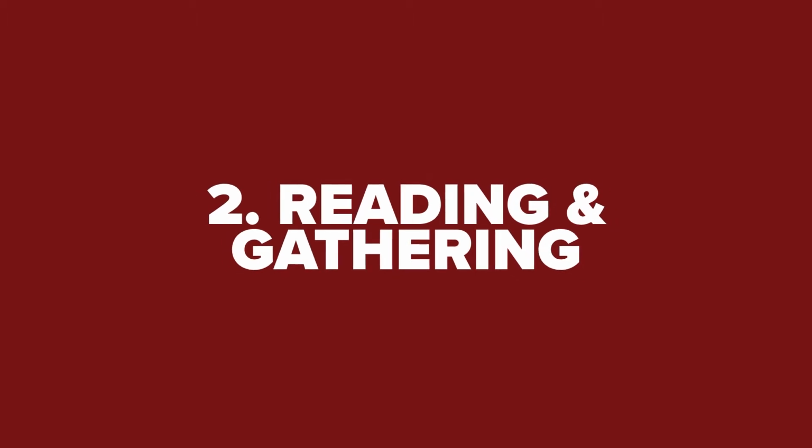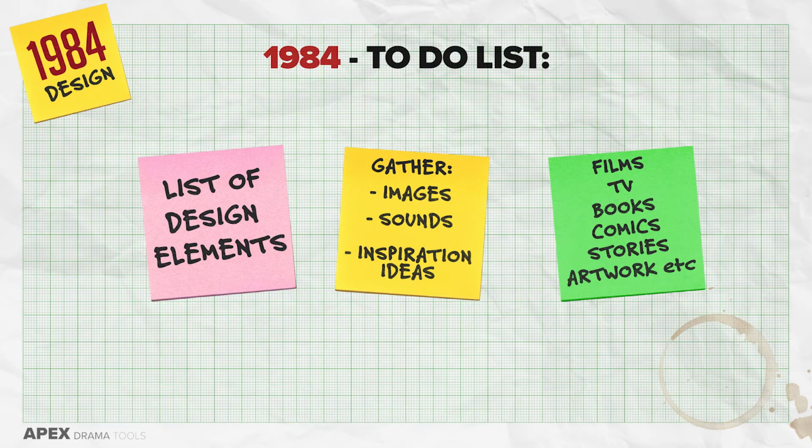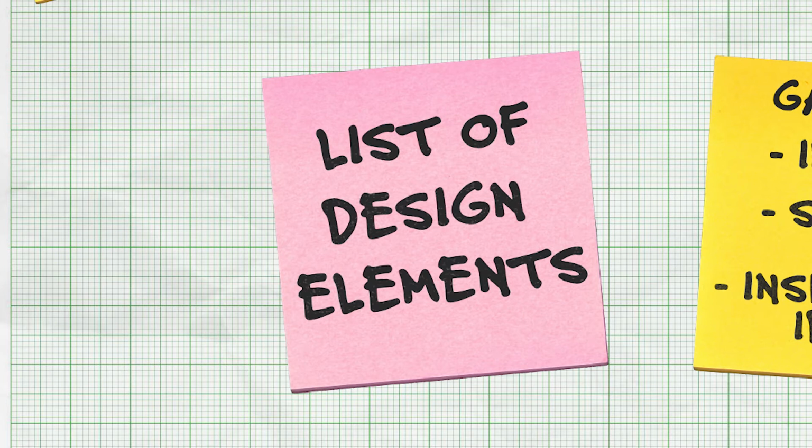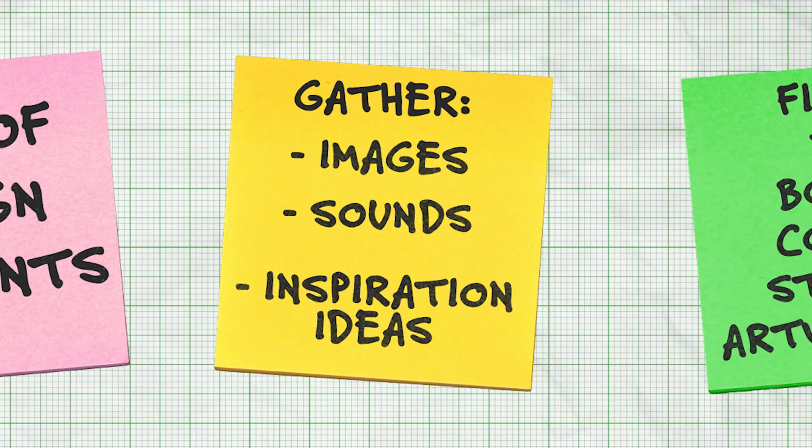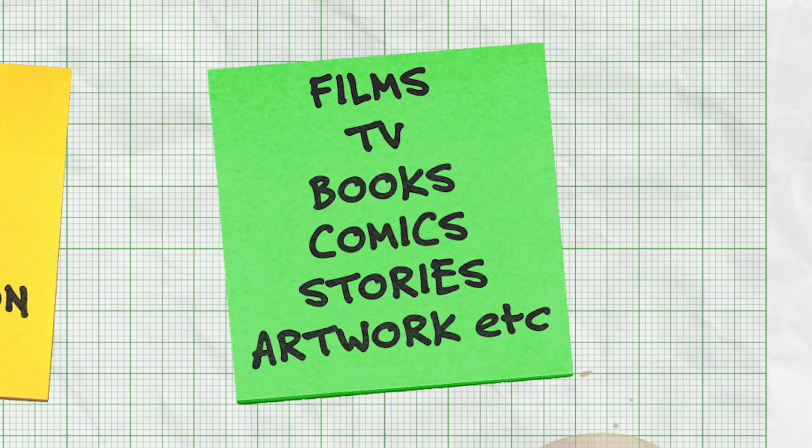Reading and gathering. As with all design, the first process is to carefully read the play and make a list of every explicit mention of a design element. With this play, that's going to be one long list. Next up, get gathering images, sounds, and other inspiration. 1984 is an iconic novel, so there are many films, TV series, or other artwork that's based on or inspired by it. Alongside others' interpretations, make sure you bring your own response to it too. This will result in you having a huge collection of ideas to draw from.